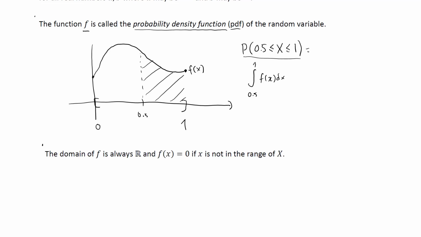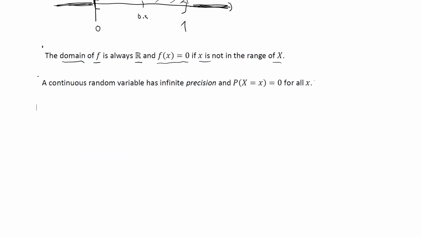We always make the domain of the PDF equal to the collection of the real numbers. And we simply set f of x equal to 0 if x is not in the range of X. So in the example above, if the range of X was 0 to 1, then f of x is really 0 over here and over here. It jumps to whatever. A continuous random variable always has an infinite precision.